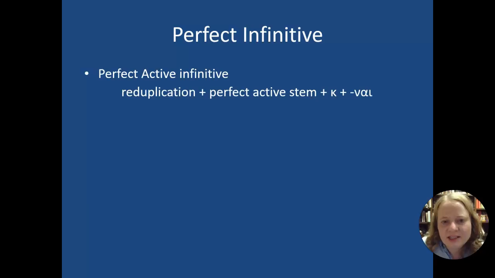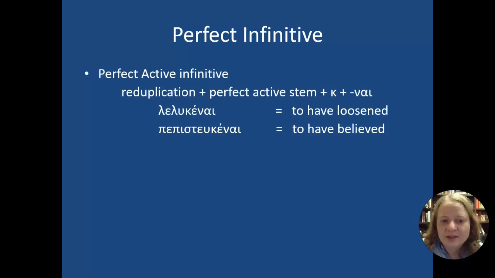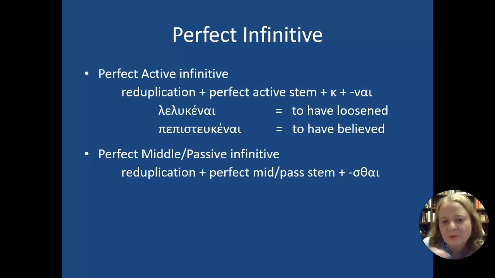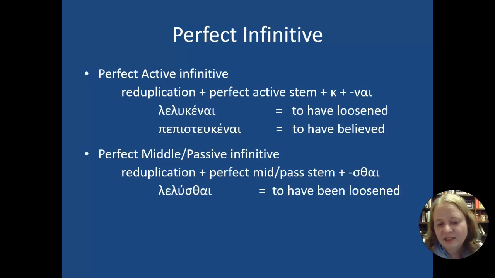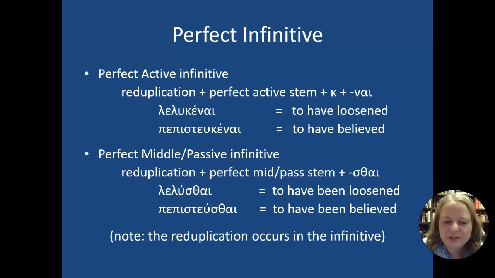The infinitive looks like this. It's got the reduplication, and then the perfect active stem, and then the kappa that you'd recognize, and then nai is ascending. So this is for luo, lelukenai, to have loosened. Pepisteukenai, to have believed. In the middle passive, the reduplication plus the perfect middle passive stem, and then the sthai looks like this. Lelusthai, to have been loosened. Pepisteusthai, to have been believed. And the reduplication occurs even in the infinitive. So it's mainly the reduplication that helps you recognize that you have a perfect infinitive.